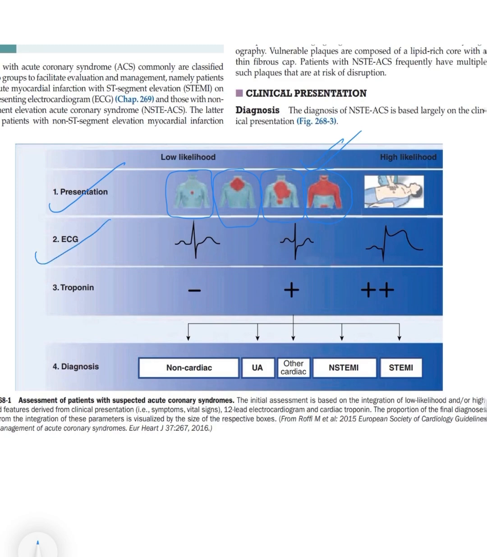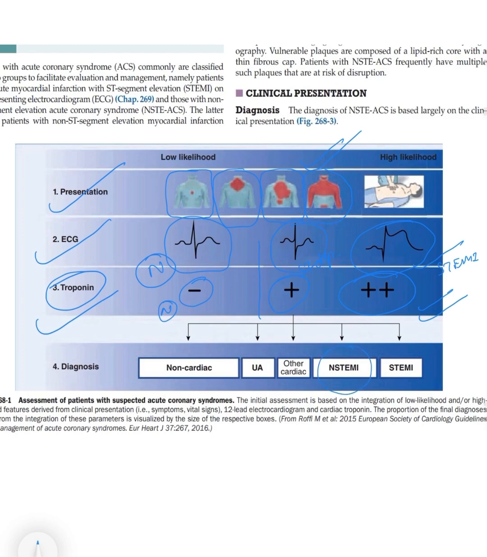Now the ECG, as you can see, this is a normal ECG. Here ST depression is seen. In this particular condition, ST elevation is seen, so this is mostly a case of STEMI. Troponin: here the troponin is normal, not elevated. Here mild elevation, here severe elevation is there. So this particular condition, as you can see, is NSTEMI.